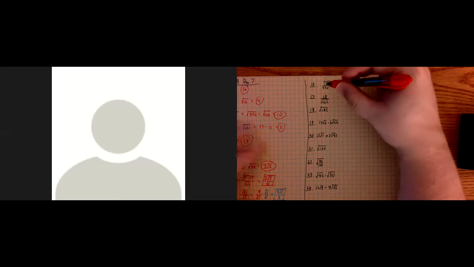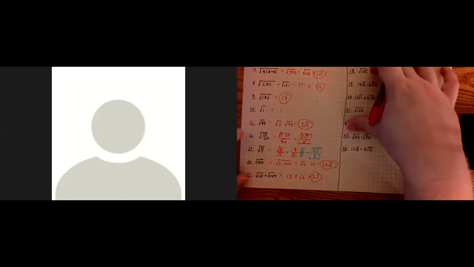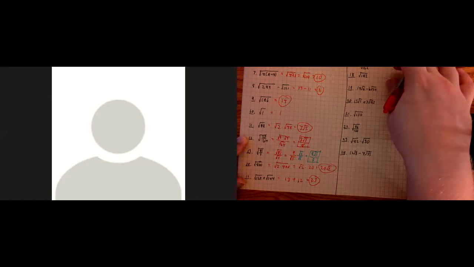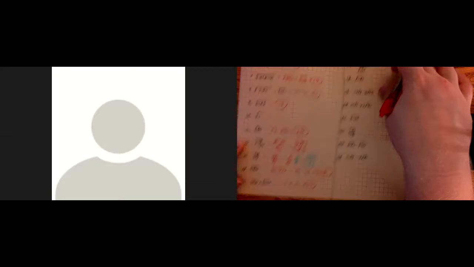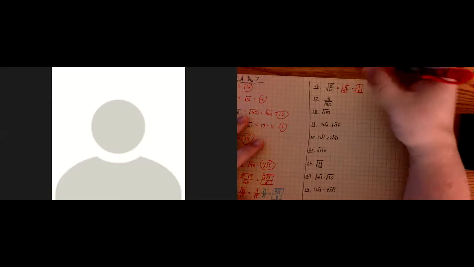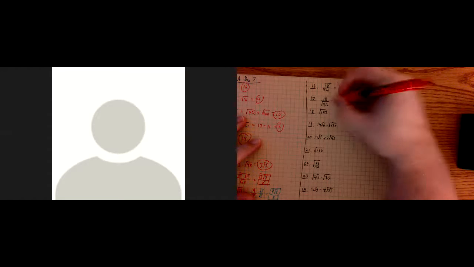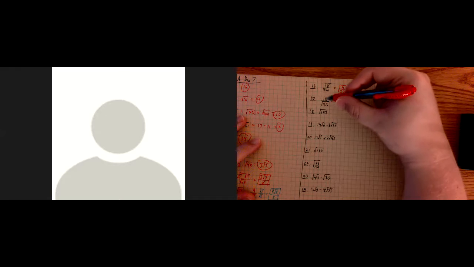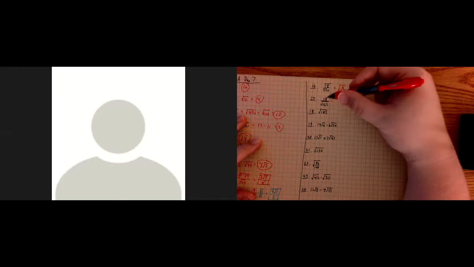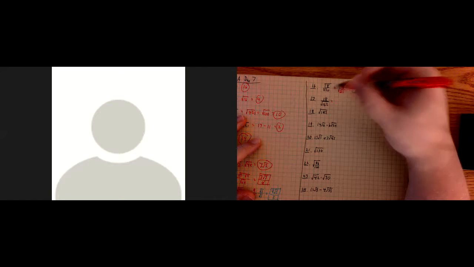Could I do what I did on number 12? Well, sure, I could have done that, but it's going to take longer. I should always look to see if I can find a faster way, and this is one of those. I can't do that on 17 because the top isn't in a radical, it's just an 18. So I have to simplify the old-fashioned way.